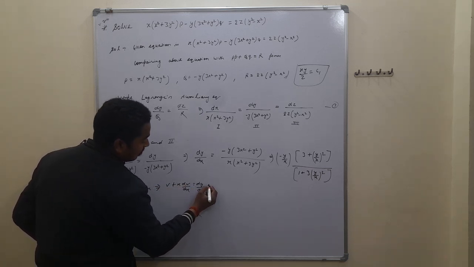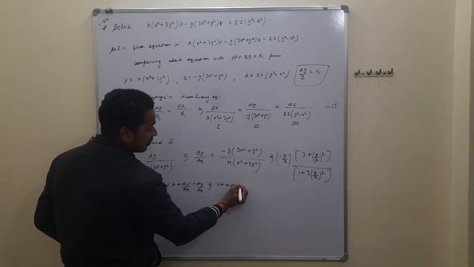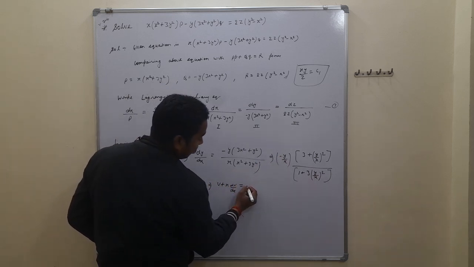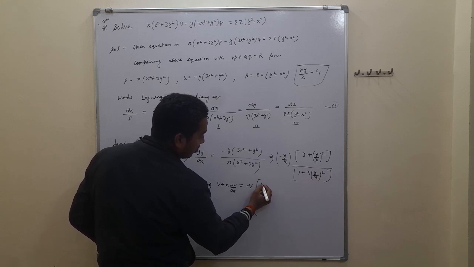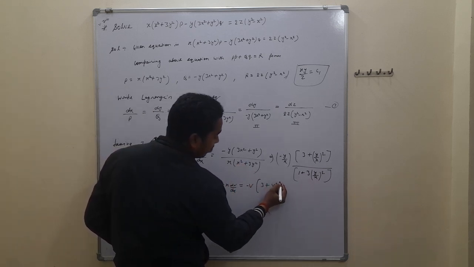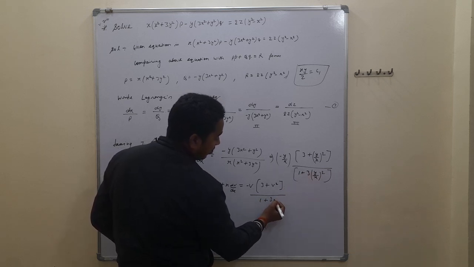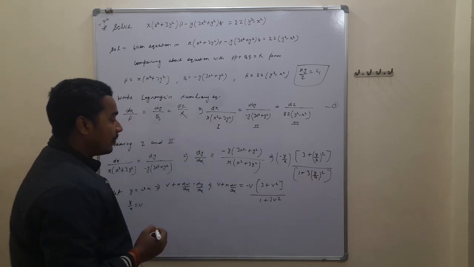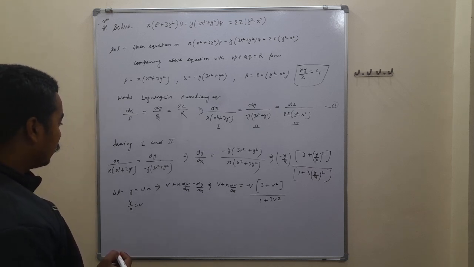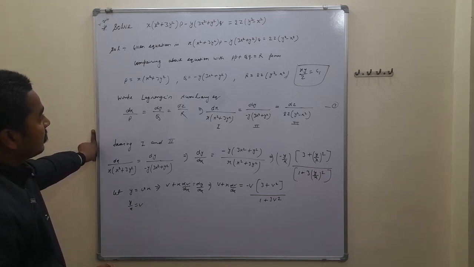So we write v plus x dv upon dx is equal to, putting y upon x as v, minus v into (3 plus v²) upon (1 plus 3v²). Once again, v plus x dv by dx is equal to this.